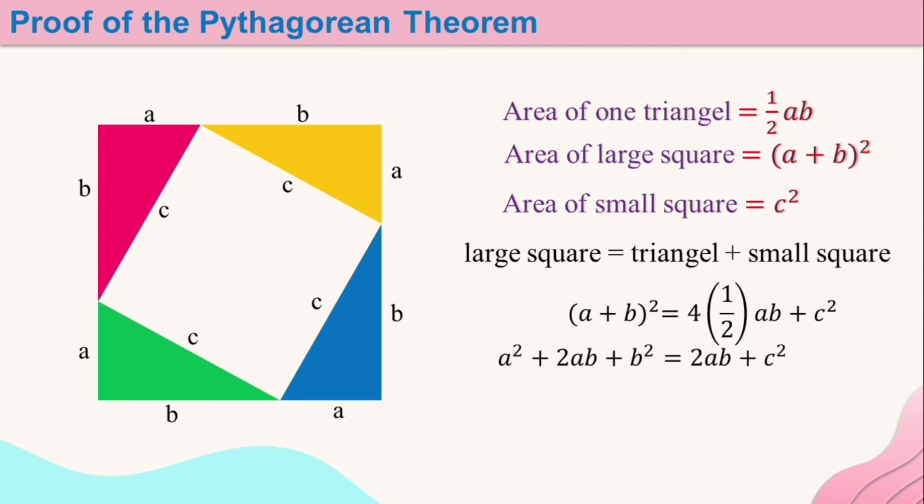On the right, we can multiply 4 and 1/2, and we get 2AB plus C squared. As it happens, we have 2AB on both sides, so they will cancel out, and before you know it, take a look at what we are left with, the Pythagorean theorem.